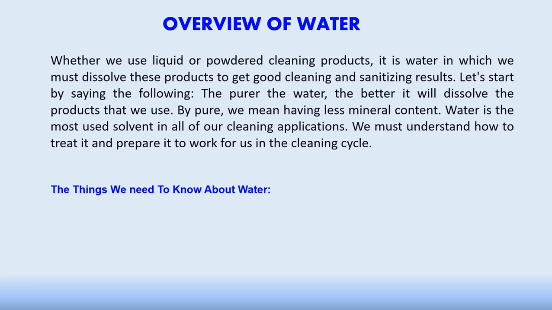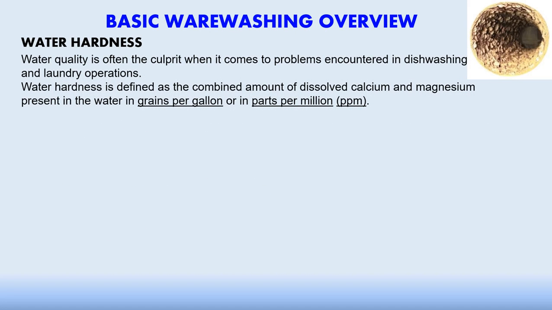In this module, we're going to cover some of the basics of what water hardness is and how to test it. We're going to cover iron content and we're going to talk about the water pH. Water quality is often the culprit when it comes to problems encountered by dishwashing and laundry operations.